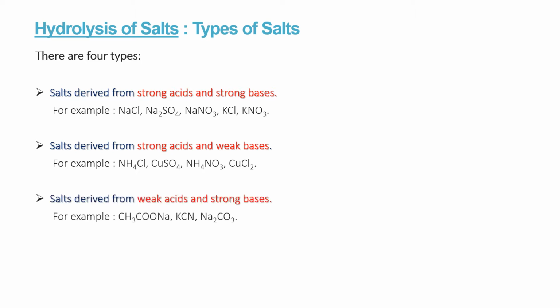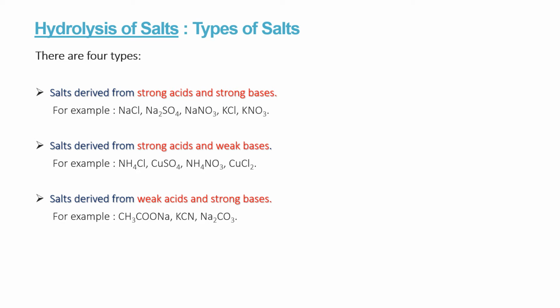Now third type of salt is a salt derived from weak acid and strong base. So as you know, weak acid means what? That is your acetic acid, then your carbonic acid. These are the examples of your weak acid. So when this weak acid reacts with your strong base, then you get the salt which is derived from weak acid and strong base.